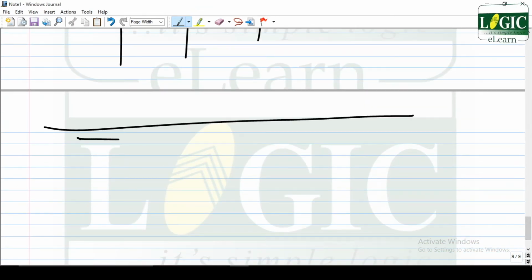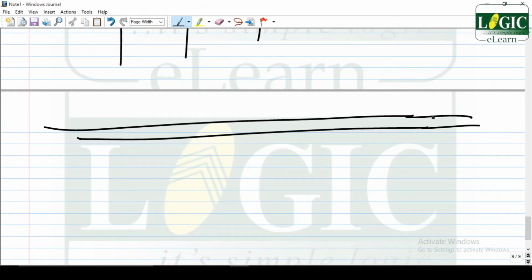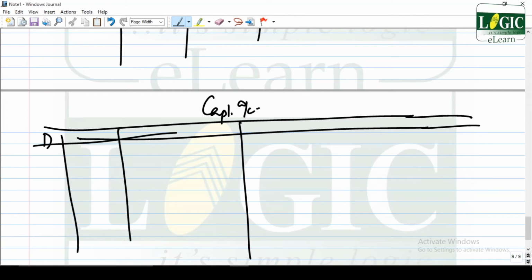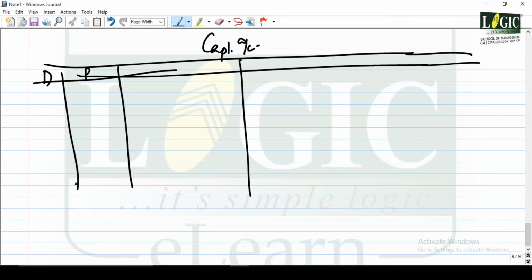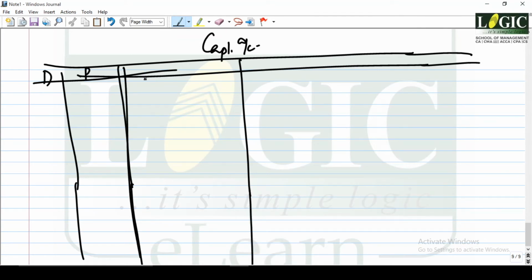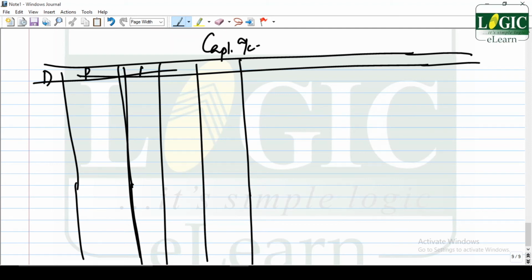Next is the columnar capital account: date, particulars, journal folio. Better you draw it big. Three people are there, A, B and C.